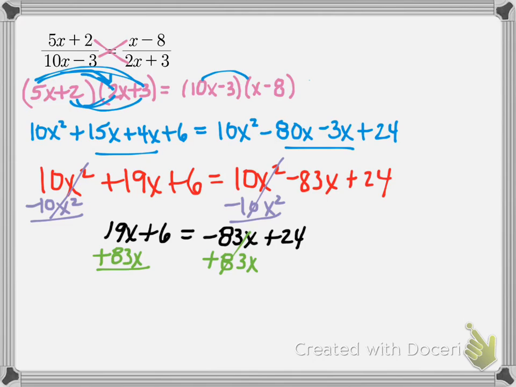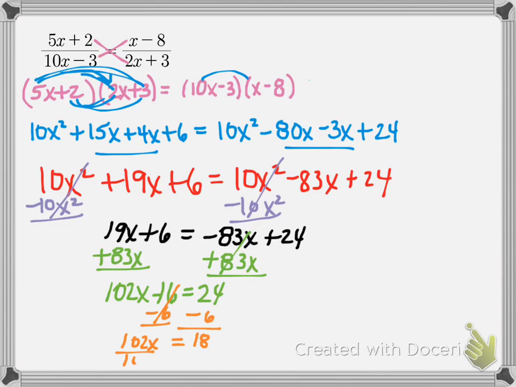Alright, those cancel, and this gives me 102x plus 6 equals 24. So we're pretty close to being finished now. We just need to get rid of this minus 6. Okay, so that would cancel. That gives me 18. And now I need to divide both sides by 102, because that gives me that x that I want.